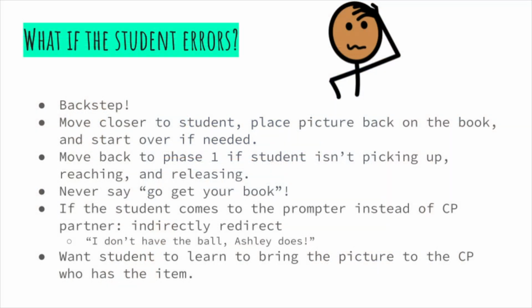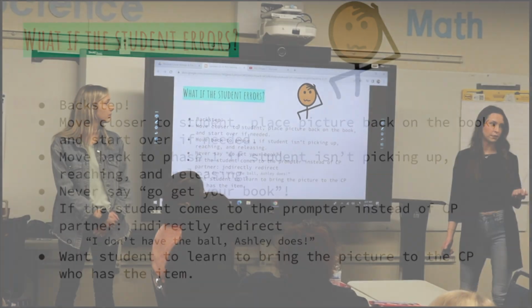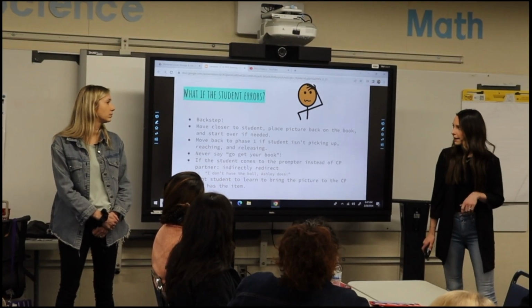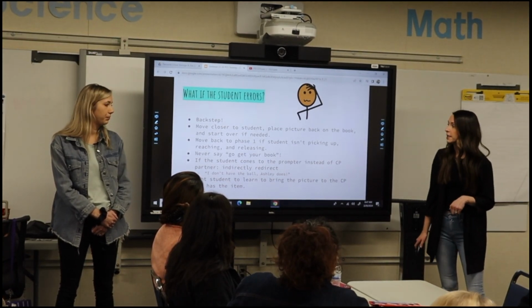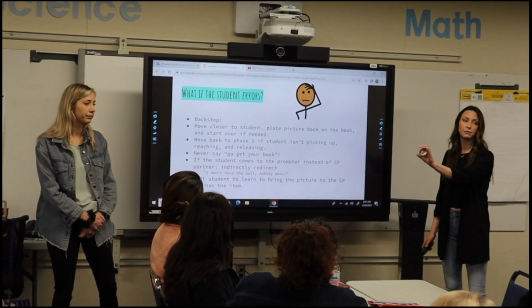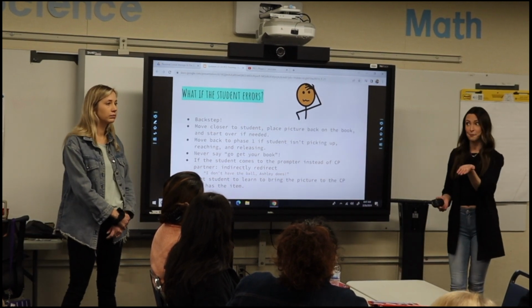Okay, so what if the student errs? Again, we're going to use that backstep. We're going to go backwards. We're going to move closer to the student. We're going to place the picture on the back of the book, and we're going to start over if we need to. Move back to phase 1 if they're not picking it up with the reaching and releasing. So that's again why that timing is so important to open your hand.